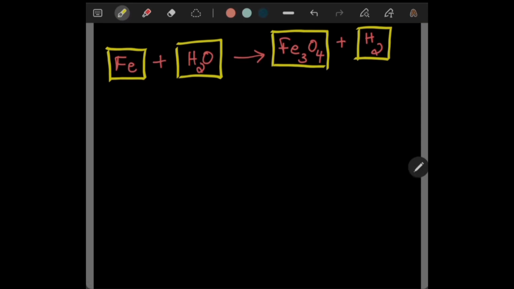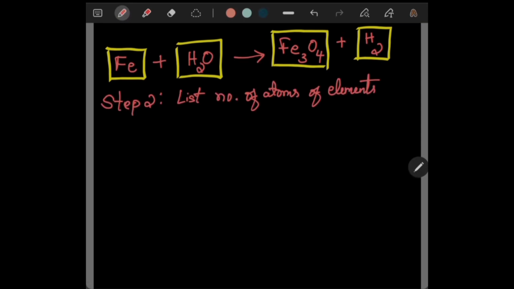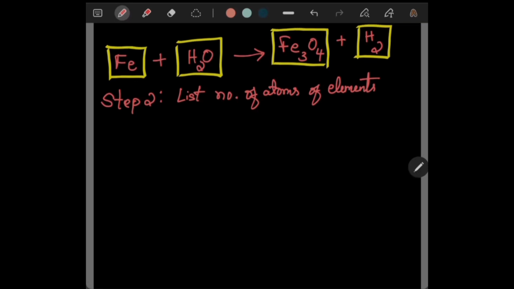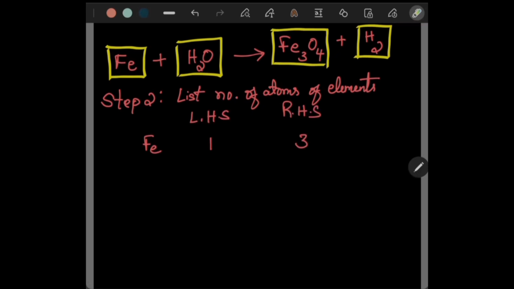Now step 2, list the number of atoms of different elements present in the unbalanced equation. So step 2, list the number of atoms of elements. On the left hand side we have 1 atom, and on the right hand side we have 3 atoms of the Fe element. So the iron element has 1 atom on the left hand side and 3 atoms on the right hand side. Now let us find out for the hydrogen element.